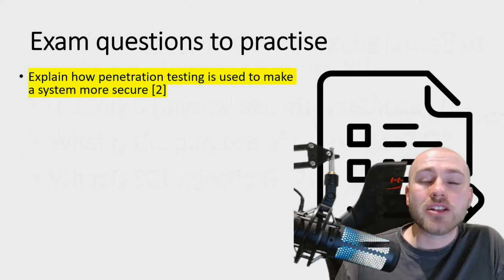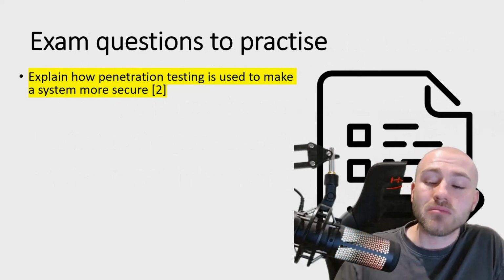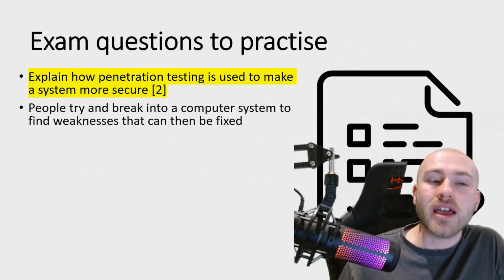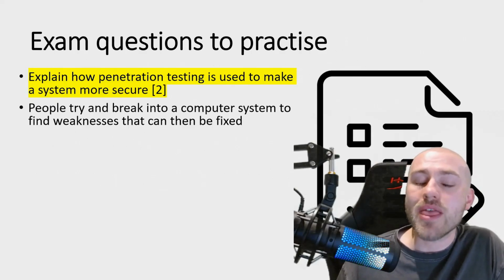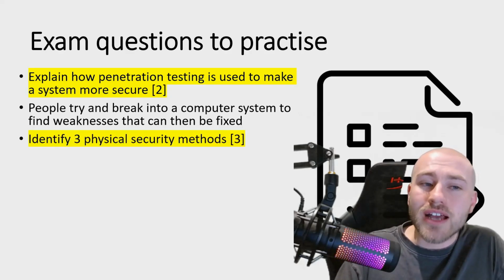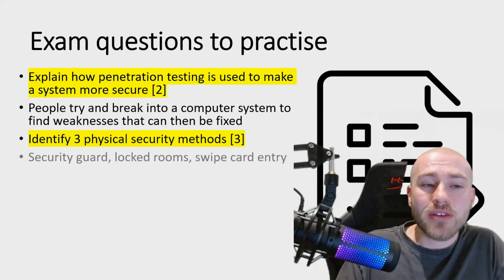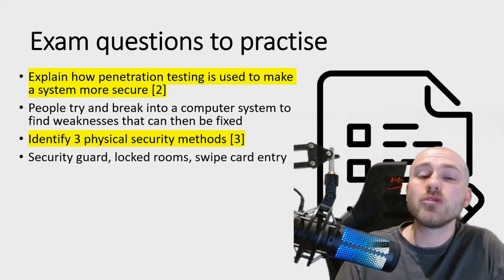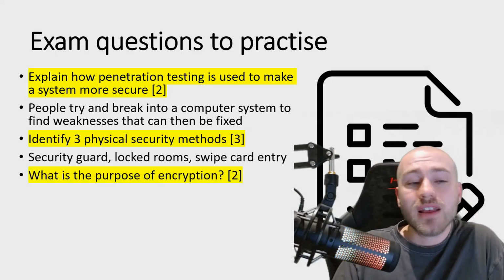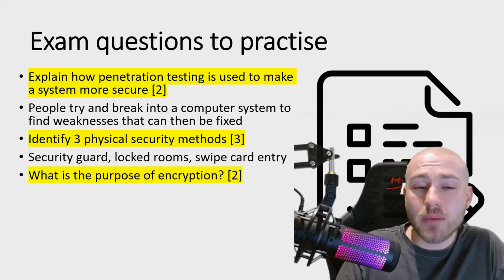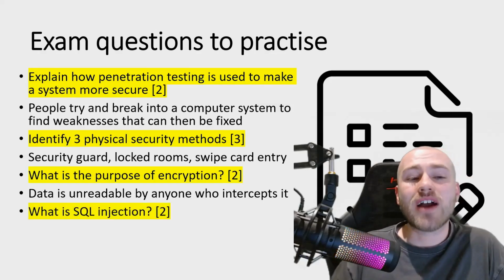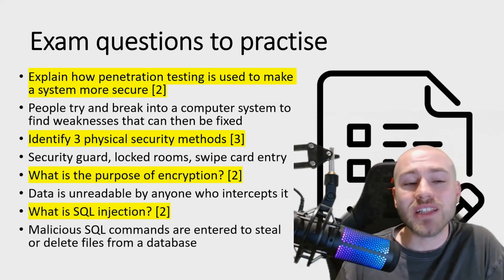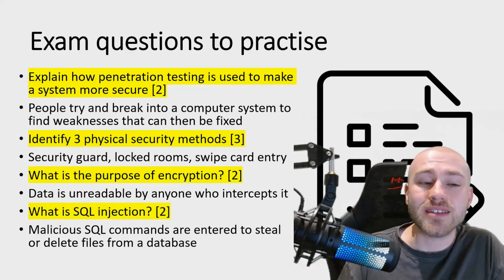So explain how penetration testing is used to make a system more secure. You could have put something like, people try and break into a computer system to find weaknesses that can then be fixed. Next one, identify 3 physical security methods. So I went for security guard, locked rooms, swipe card entry. Next question is, what is the purpose of encryption? Data is unreadable by anyone who intercepts it. And finally, what is SQL injection? It's malicious SQL commands that are entered to steal or delete files from a database.